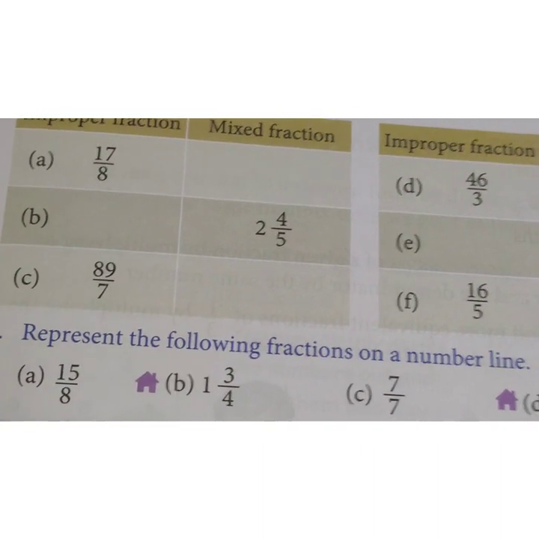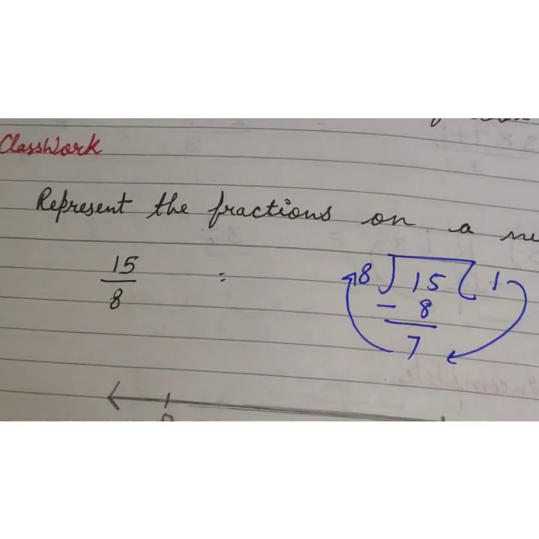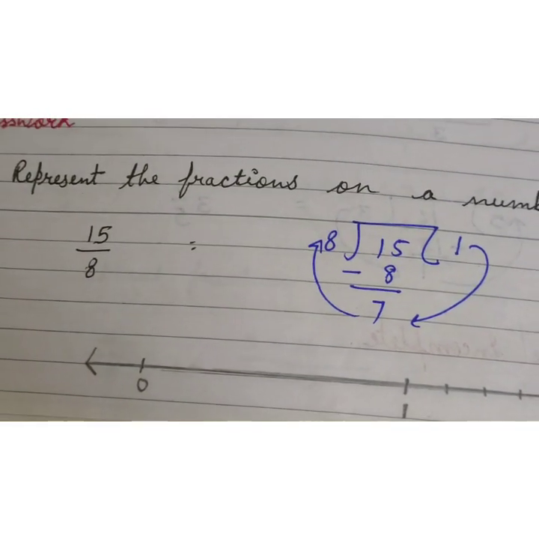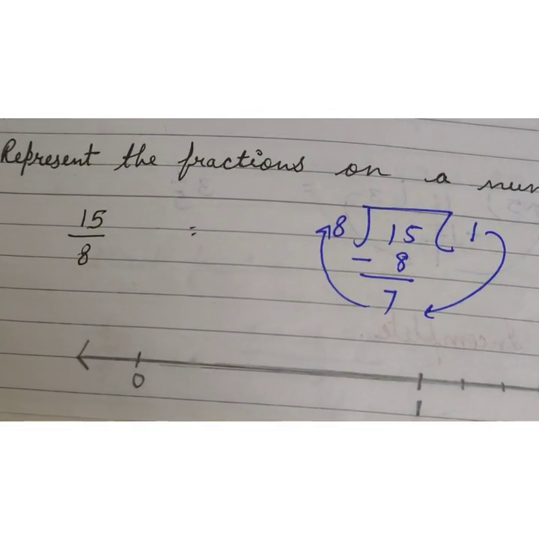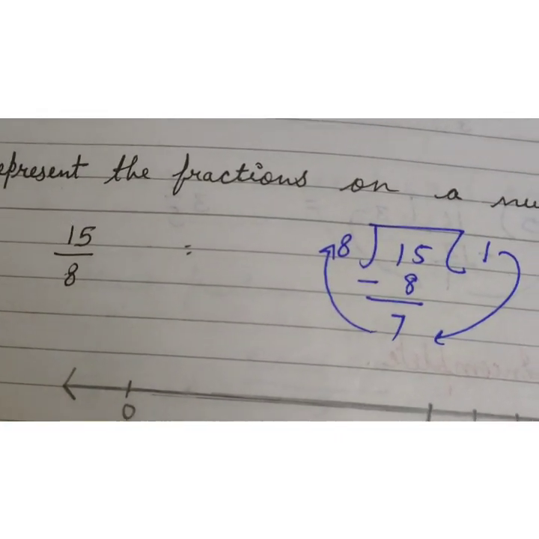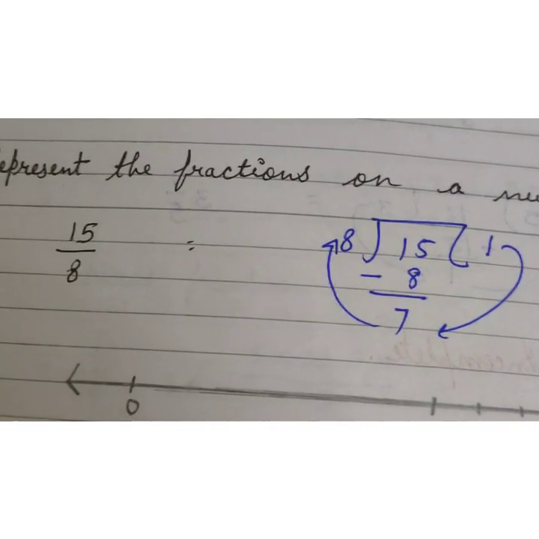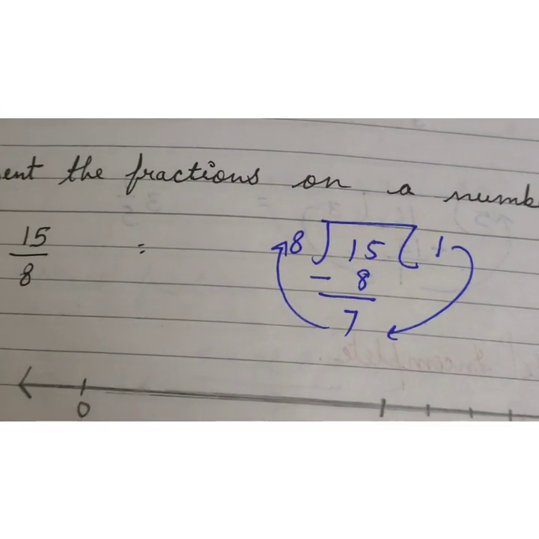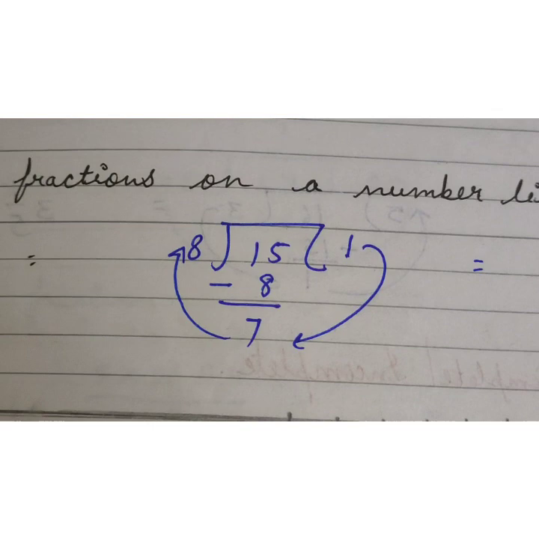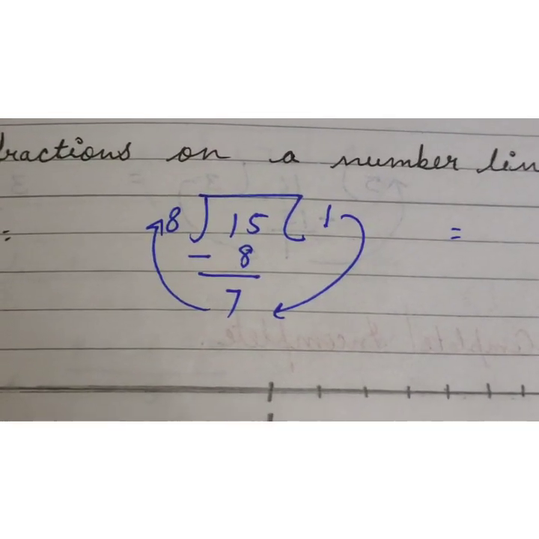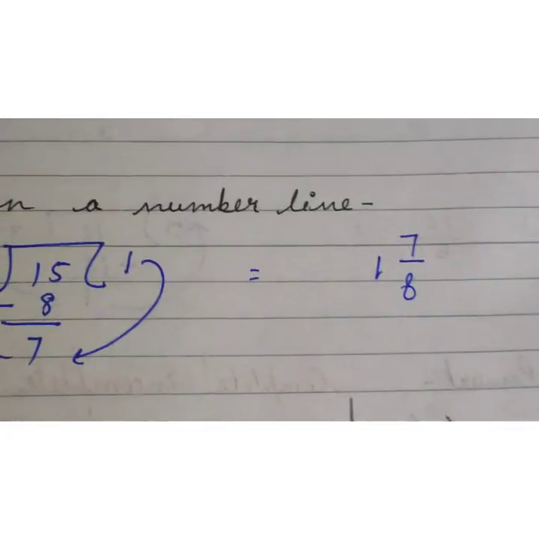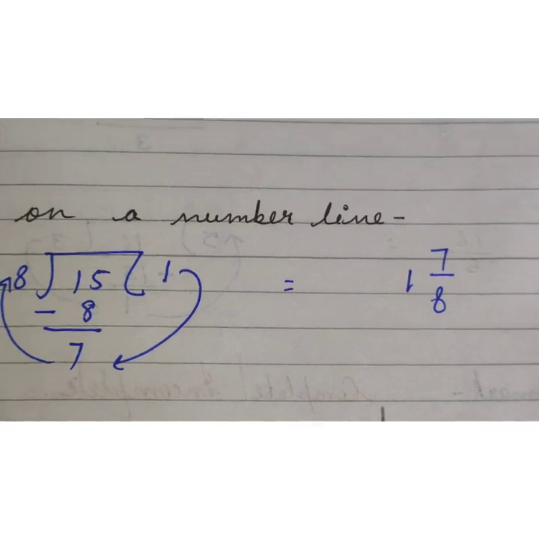Let's see. Here is the question I have written: represent the fraction on a number line. So what you have to do, kids, you can see 15 upon 8. The first question is 15 upon 8. Firstly, you can see this is an improper fraction. To show this fraction on a number line, firstly you have to convert it into mixed fraction. How can you convert it? By dividing. 8 ones are 8, you can see here. 7 is the remainder, 8 is the divisor, and 1 is the quotient. So your mixed fraction will be 1 whole 7 upon 8. Now how will you show this fraction on a number line?